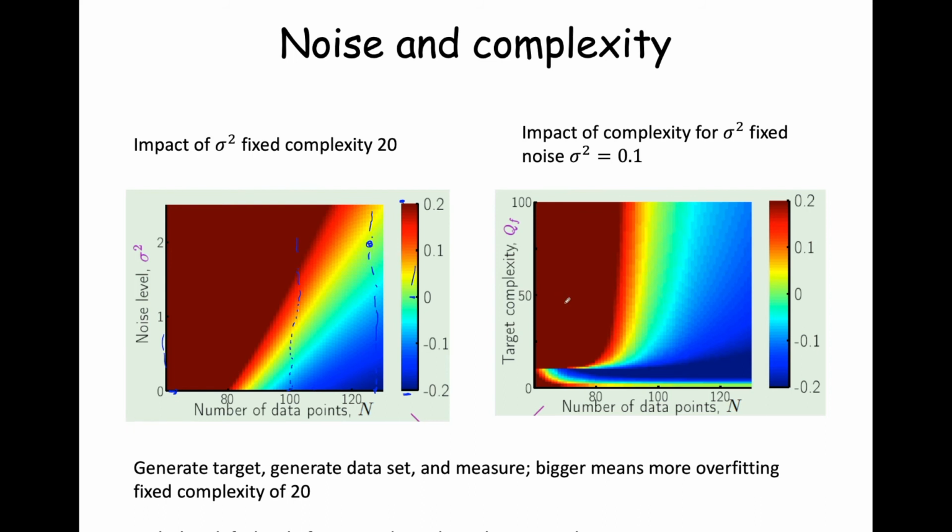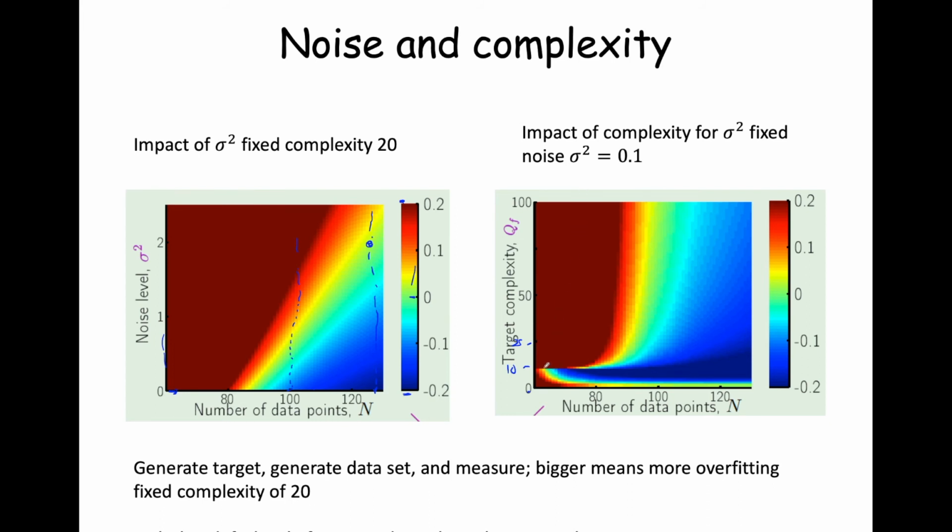And so the other experiment we want to look at, and this is on the right-hand side, is the impact of complexity given a fixed noise. We're going to fix our noise sigma squared to 0.1. Along the horizontal axis, we have our data set size. On the vertical axis, we increase our target complexity, from 0, 10, 25, up to 100. And we get a similar behavior, only we're not changing the noise. But this similar, overfitting-like behavior still occurs.